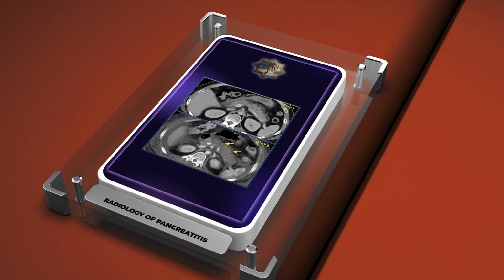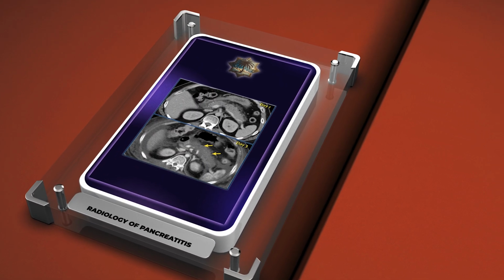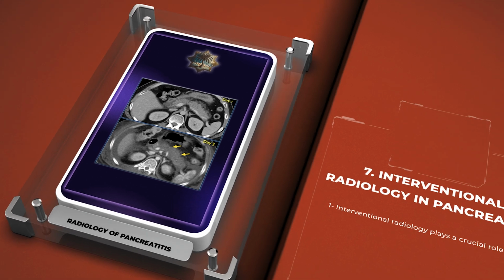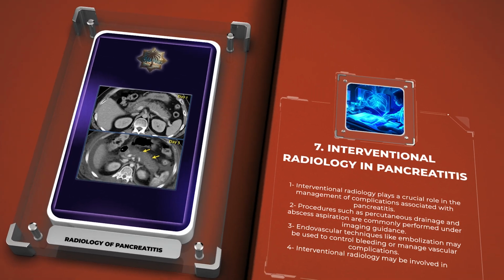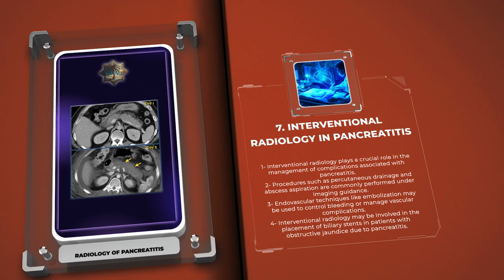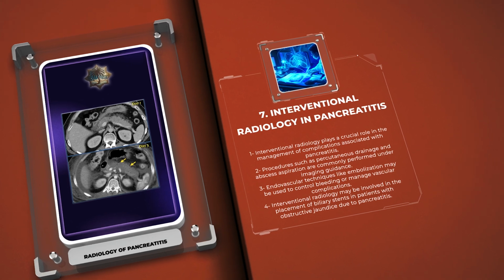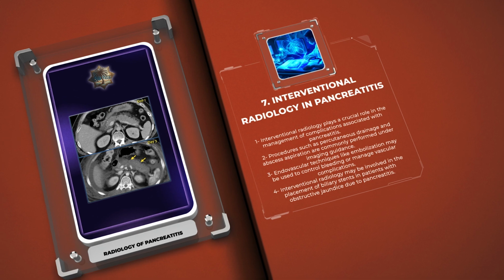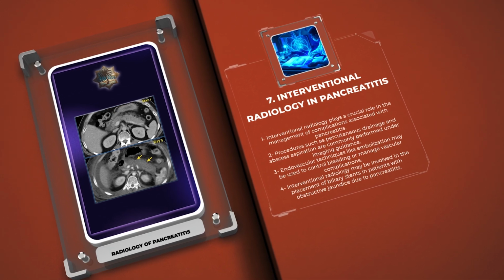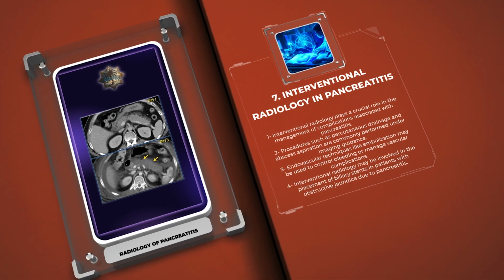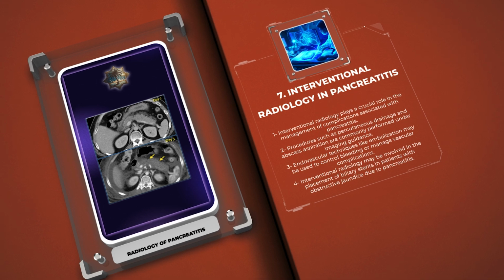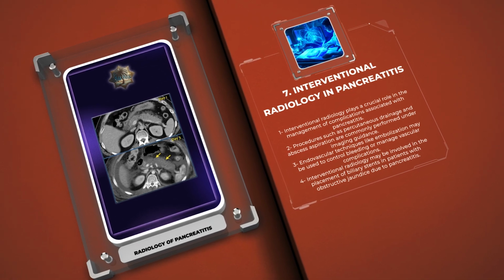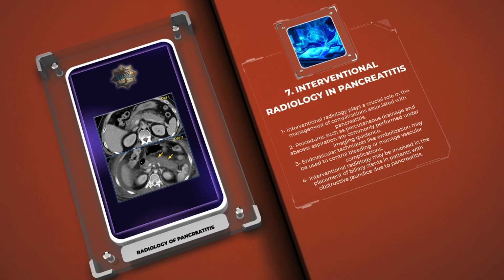Interventional radiology plays a crucial role in the management of complications associated with pancreatitis. Procedures, such as percutaneous drainage and abscess aspiration, are commonly performed under imaging guidance. In complex cases, endovascular techniques, such as embolization, may be used to control bleeding or manage vascular complications. Additionally, interventional radiology may be involved in the placement of biliary stents in patients with obstructive jaundice due to pancreatitis.